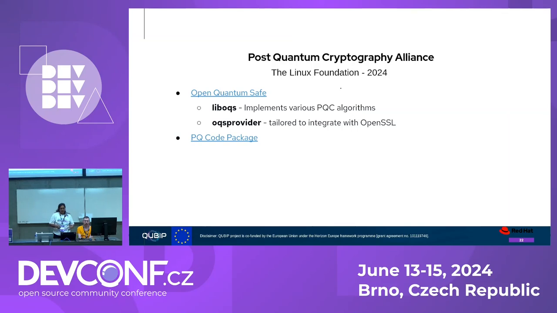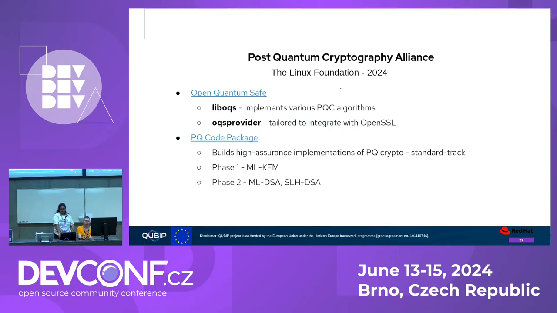As part of this foundation, PQ Code Package is a part of it, and it builds high-assurance implementations of crypto. The difference is that it follows the standard track and it only implements those. So in the first phase, it's experimenting with ML-KEM, and in the subsequent phases, it'll add more algorithms, ML-DSA and SLH-DSA. So this was basically formed so that you can prepare for the NSA's cybersecurity guidelines for all of these companies to abide by.